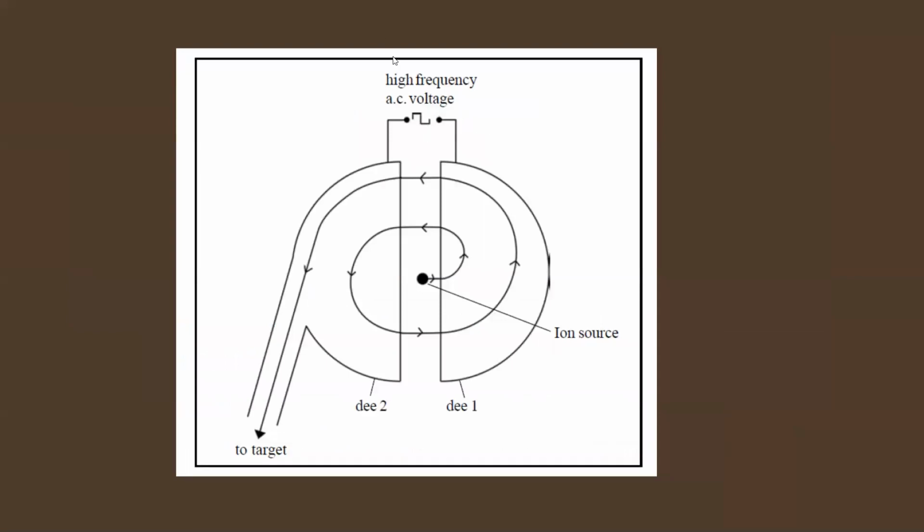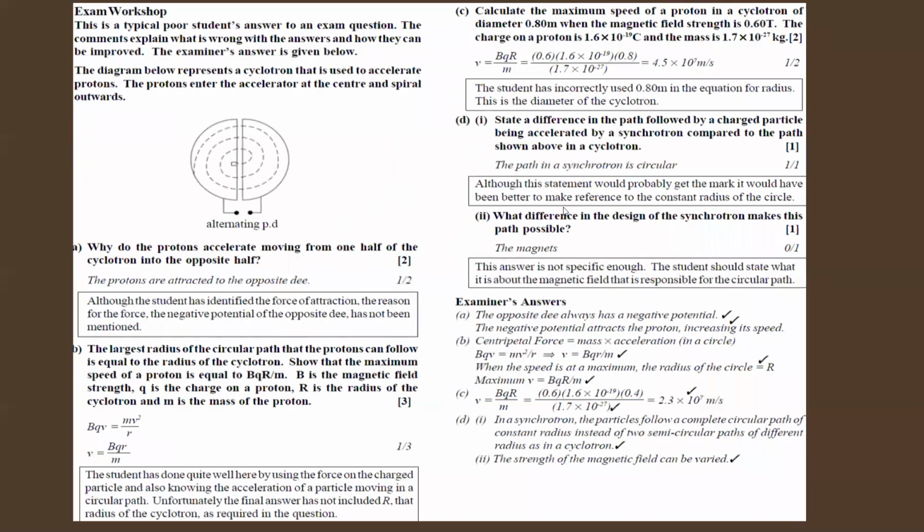So you can see this is a path which the particle will follow. It is accelerated, then deviated, then accelerated, then deviated, accelerate, deviate, and eventually it will reach out and collide with another. This is an exam style question. So a typical student answer is there.